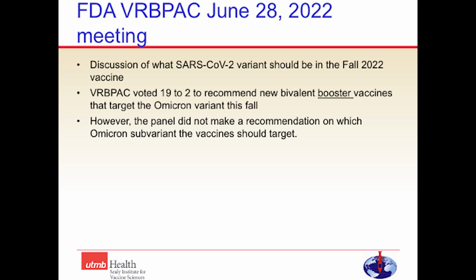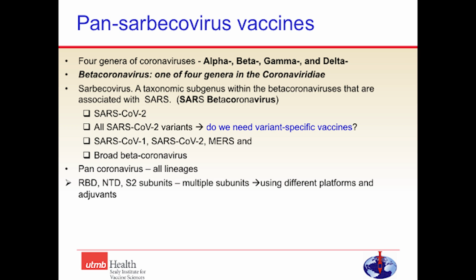So the FDA's VRBPAC met yesterday, and they were trying to decide, what are we going to do in the fall? What vaccines do we recommend? Do we recommend Wuhan, or should we change to Omicron? And the vote was 90-2 to recommend bivalent booster vaccines that target Omicron variants in the fall. However, the panel didn't make a recommendation on which Omicron subvariant should be included in the vaccine, and Roger's going to talk more about that one in a minute.